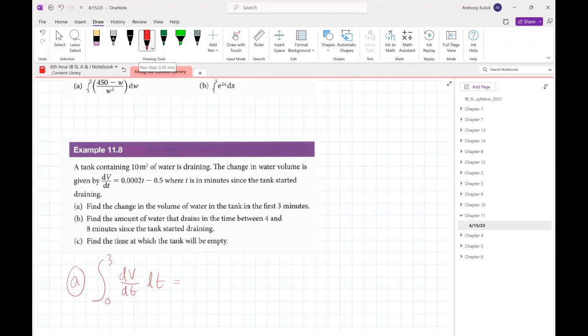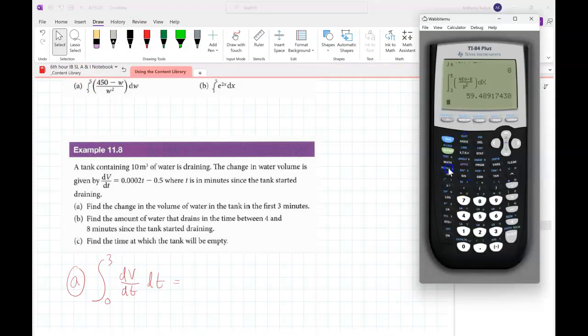So this is a calculator problem. I'm not doing it by hand, especially with some of those cuckoo numbers in there. 0 to 3, 0.0002x minus 0.5 dx. So I have approximately negative 1.50.